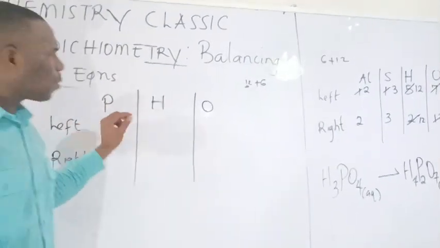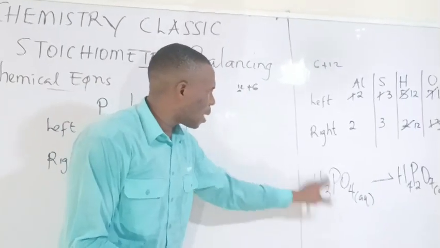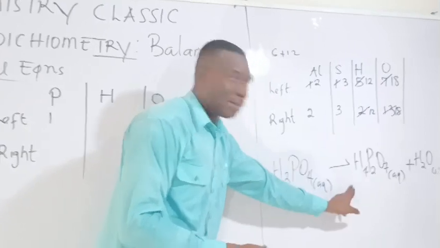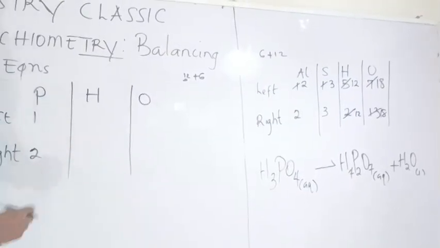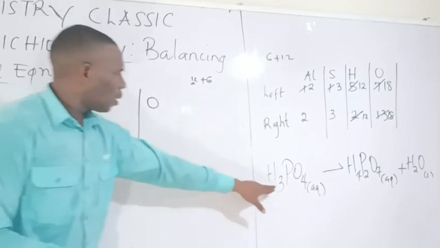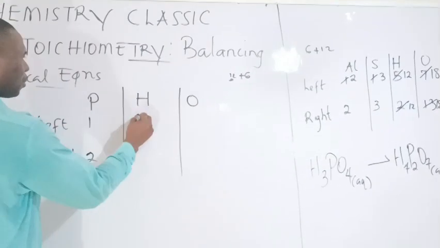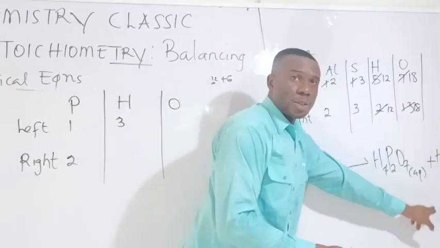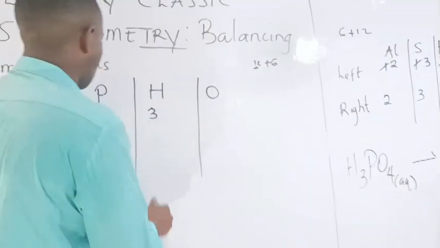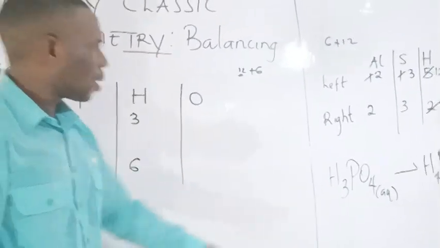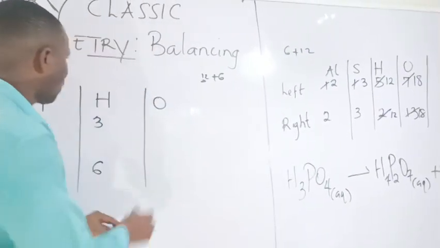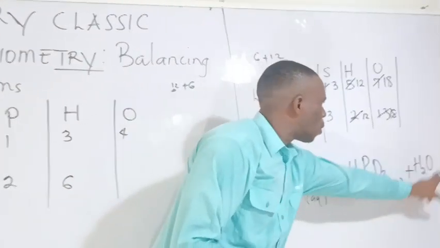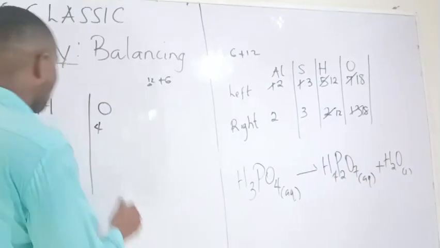Now, how many phosphorus do you have on the left side? Clearly it is 1 times 1, just a 1. Then on the right is 2 times 1, that is a 2 for phosphorus. Then we'll go to hydrogen. On the left is 3 times 1, is a 3. And on the right, I have 4 times 1 is 4, then 2 times 1 is 2, so 4 plus 2 gives us 6 for hydrogen. Then we'll go to oxygen, that's 4 times 1 is 4 on the left. But on the right, it is 7 times 1 is 7, then 1 times 1 is 1. So 7 plus 1 translates to 8.